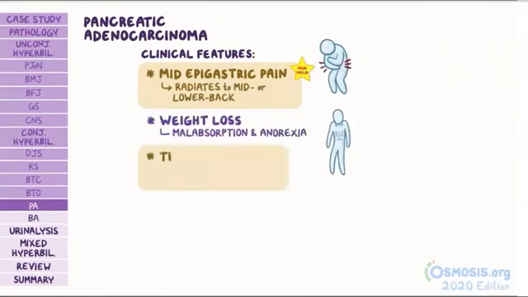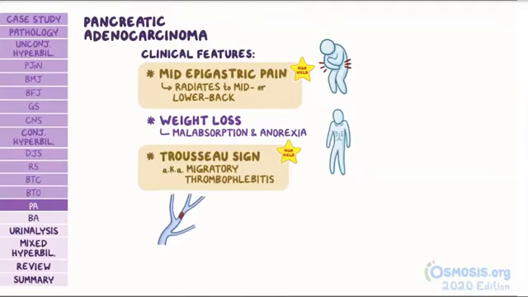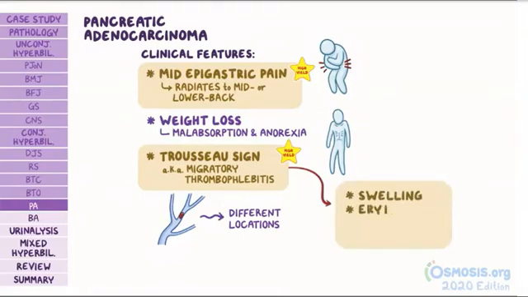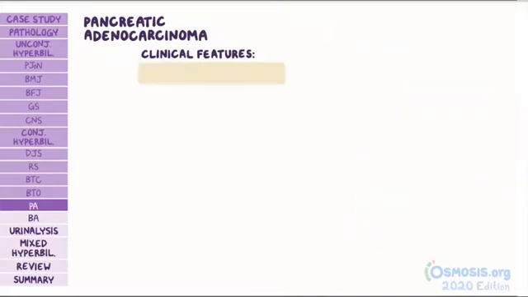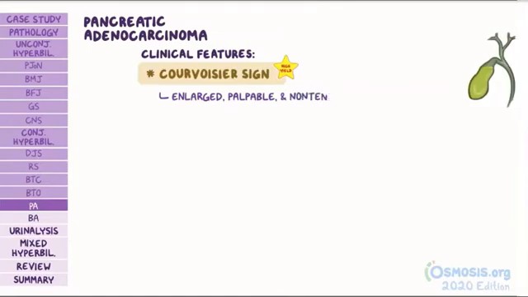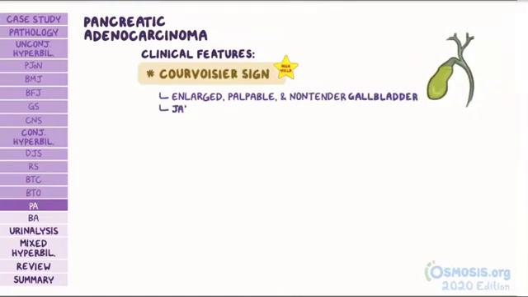and Trousseau sign, also called migratory thrombophlebitis, which is when blood clots appear unexpectedly in superficial veins and then over time migrate to different locations. Another high yield point is that Trousseau sign presents with swelling, erythema, and tenderness on the extremities. Also, these individuals can present with Courvoisier sign, which is an enlarged, palpable, and non-tender gallbladder, along with jaundice.